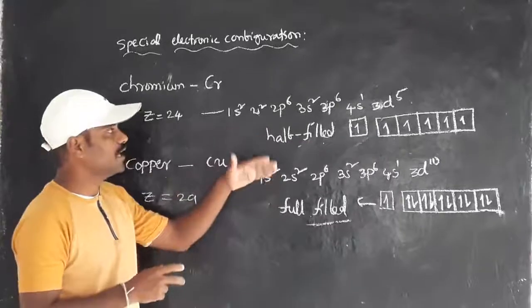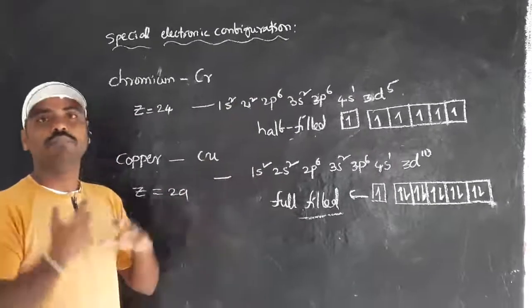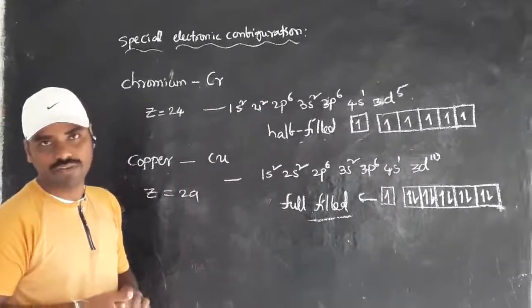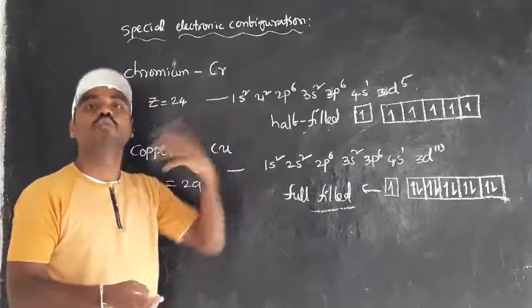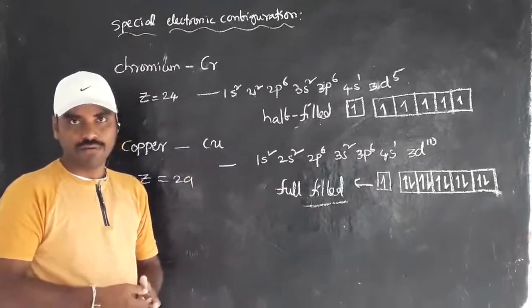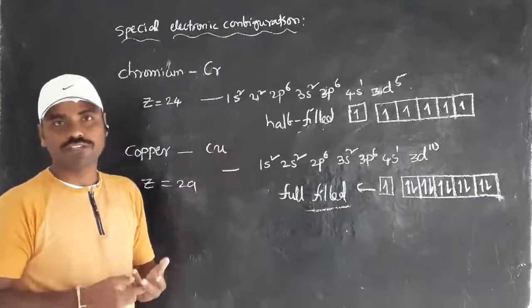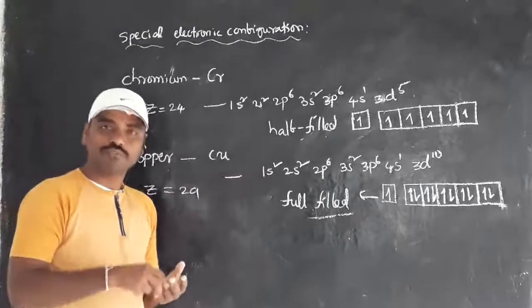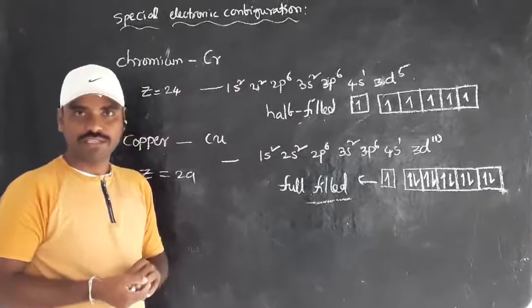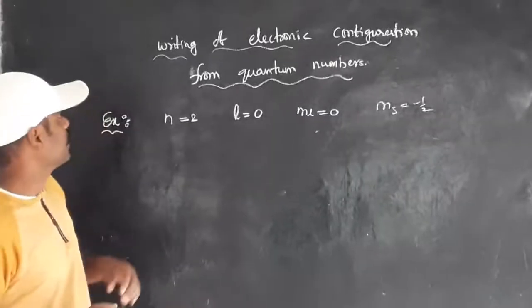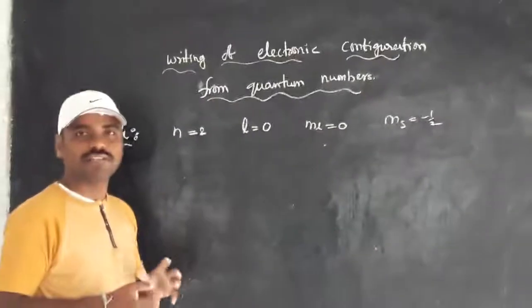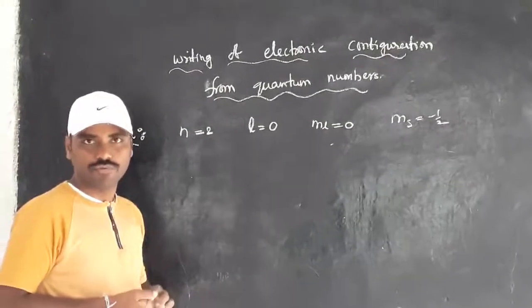Due to that, these two atoms show a special or different configuration. It is able to overcome the rules of the Aufbau principle, Hund's principle and Pauli's rule, right? So we have to take a look, as a new concept, that it is from the exam point of view, right?